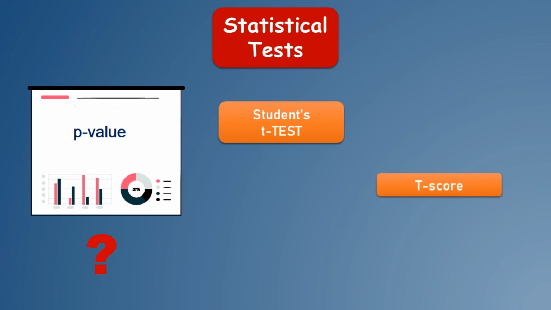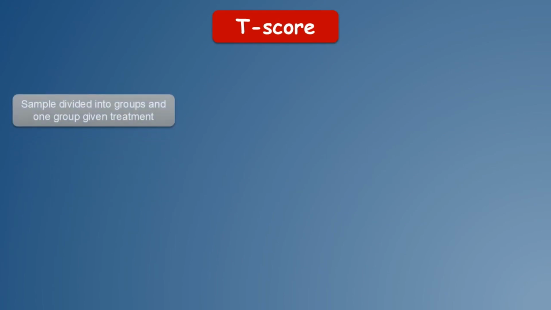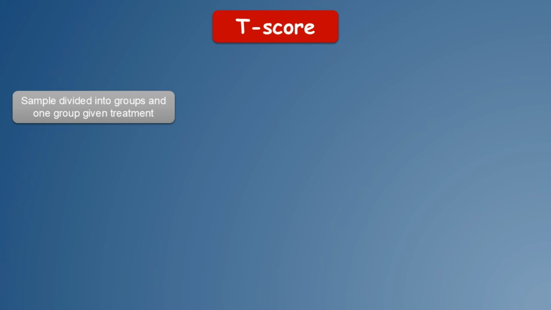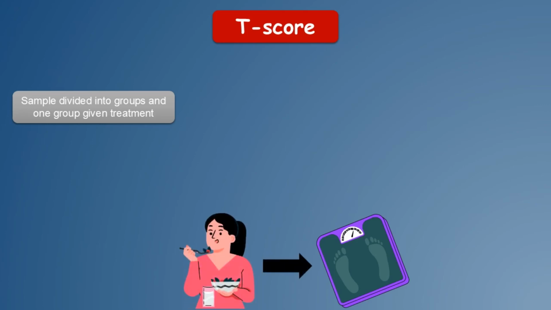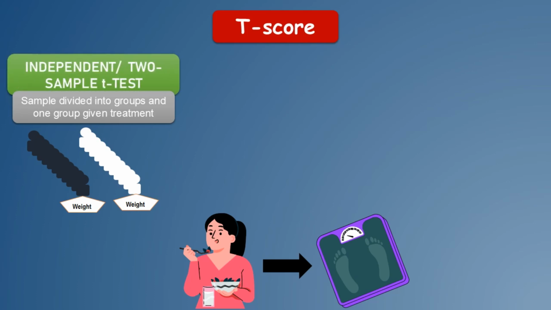How does it work? First, we calculate the t-score with the appropriate formula and then compare the p-value corresponding to the t-score to the alpha level. So how is the t-score calculated? That depends on how the experiment is planned and the sample is taken. One way is that we take a sample from the population and divide it into two groups, where only one group will receive the desired treatment. For example, if I want to know if a diet is reducing the weight or not, then I can make two groups of 10 people each and give the diet to only one group and then compare both the groups. This is also called the independent or two-sample t-test.